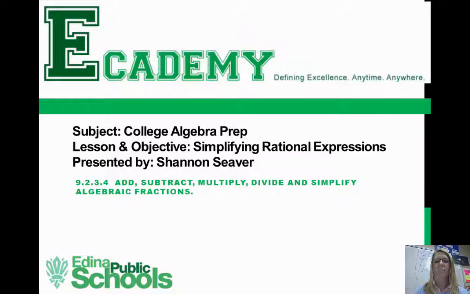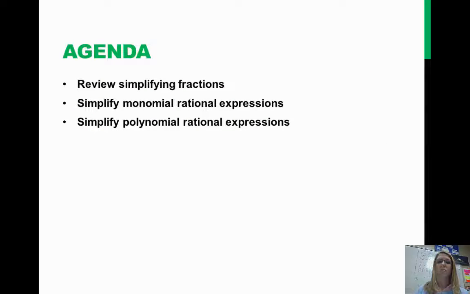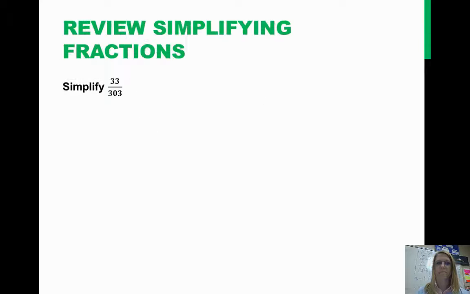Today we are starting a brand new unit dealing with rational expressions. And to start off with that, we are going to look at simplifying rational expressions. So on our agenda, we're going to start with reviewing simplifying fractions, and then we're going to simplify monomial rational expressions and then polynomial rational expressions. So the first one I want to look at is this fraction, 33 over 303.